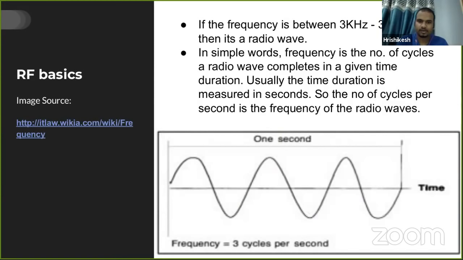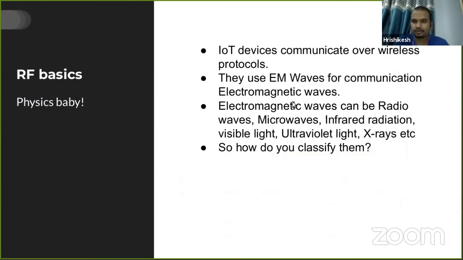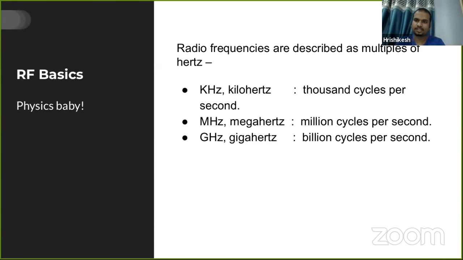IoT devices communicate over wireless protocols. They use EM waves for communication, like electromagnetic waves. Electromagnetic waves can be radio waves, microwaves, infrared radiation, visible light, ultraviolet light, X-rays. So how are you going to classify them? Radio frequencies are described as multiples of hertz. KHz is kilohertz, which is 1,000 cycles per second. MHz is megahertz, which is a million cycles per second.